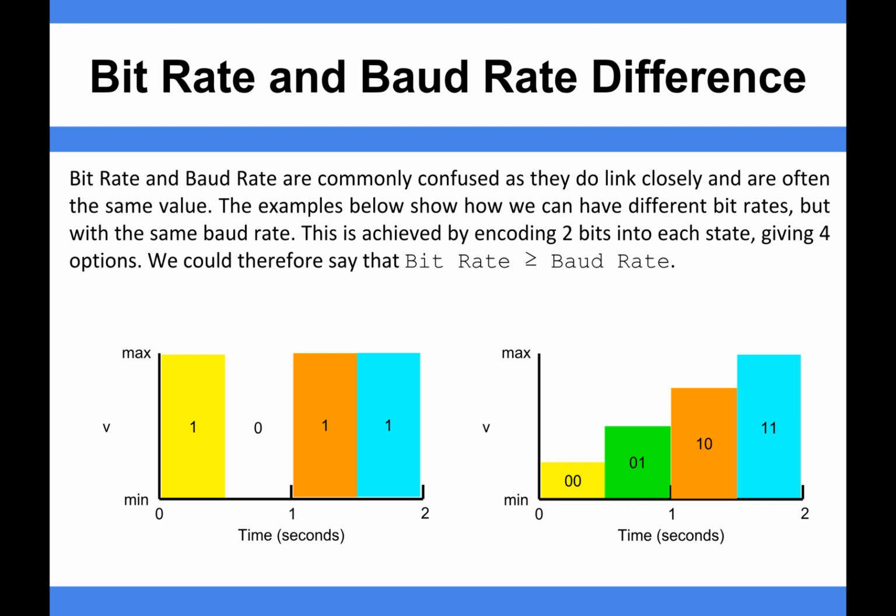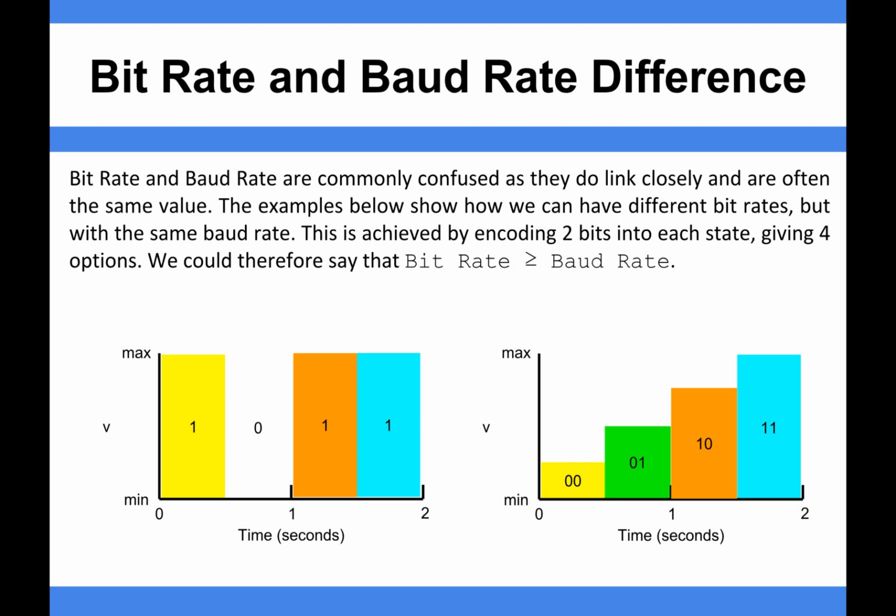But if you look at the example on the right, I've got 2 bits of data sent per signal change. So I've got a baud rate of 2, but I've got a bit rate of 4. You can see there's a mathematical relationship between the two, and a common thing you could say is that the bit rate is always greater than or equal to the baud rate.